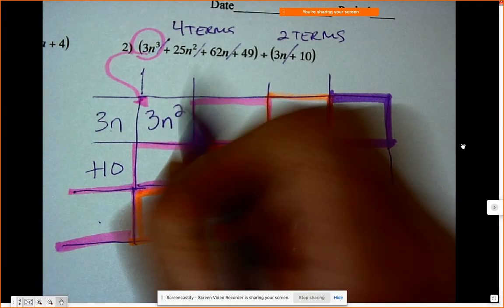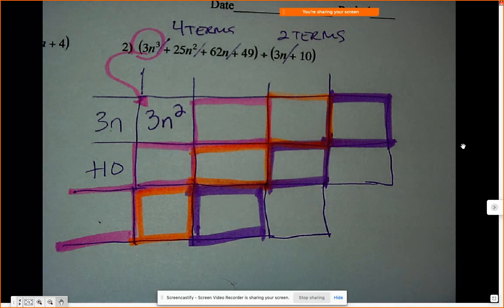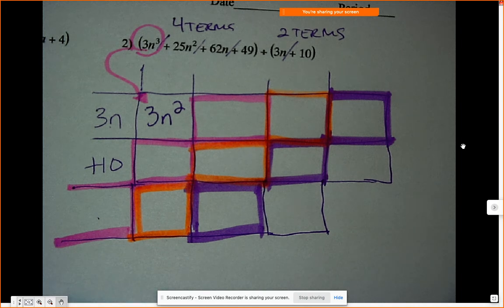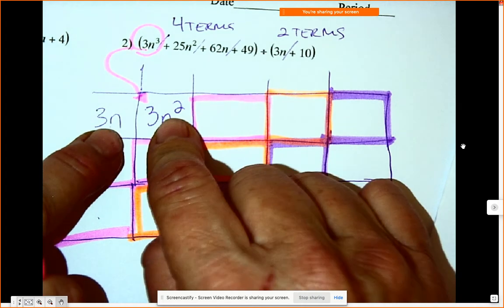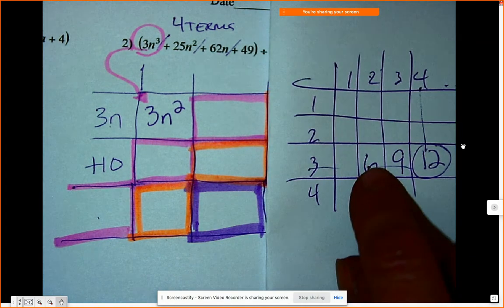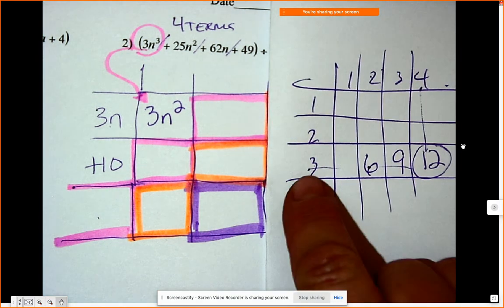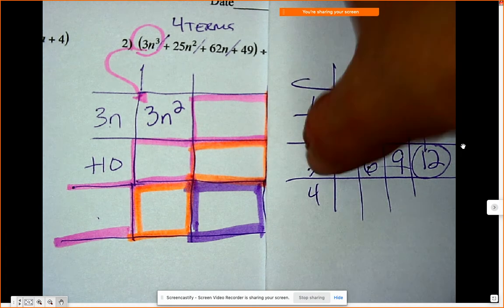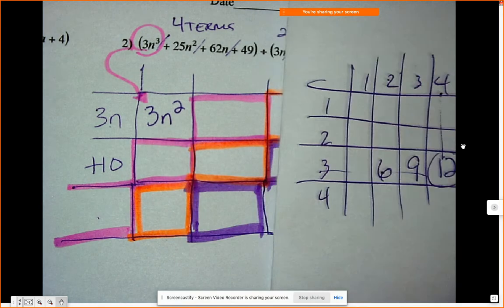3n squared. Okay, so when we were thinking about our times tables, I'll bring back up the times tables real quickly. This is what it is. This box is the result of multiplying these 2 together, like in my times table. This 6 represents 3 times 2. Well, if I just had 6 here and I only had the 3 here and I didn't know what was up here, I would know for sure it'd have to be a 2 because 2 times 3 is 6. So I need to figure out what goes up here to give me this 3n squared.